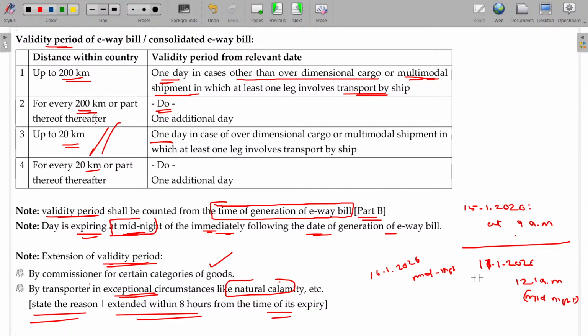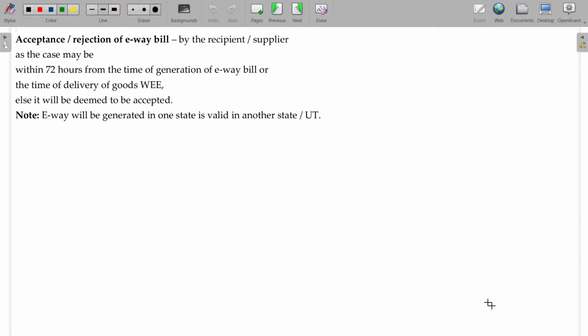So you know that it gets expired at midnight, so at least 8 hours earlier. 8 hours earlier means 12 and 4, 16th January 2026, before 4 p.m. He has to update, saying I cannot supply within the specific date, give me the extension. That's how you can apply, at least 8 hours before the time of expiry. And once you ask for the extension, it will be updated automatically.